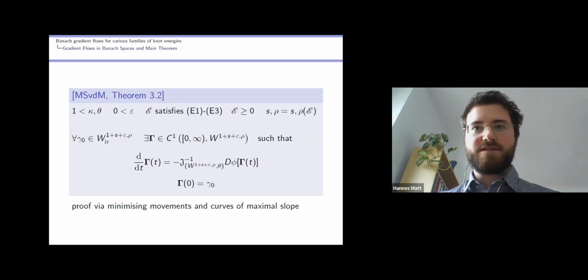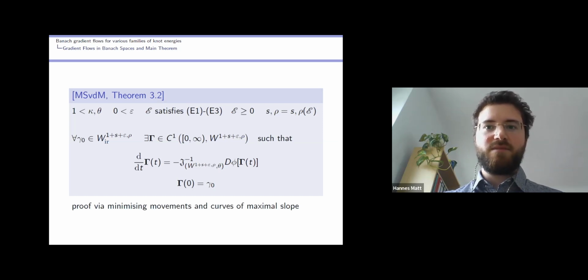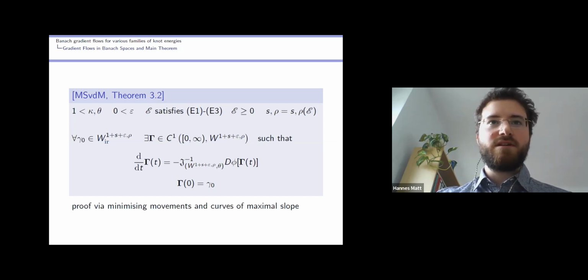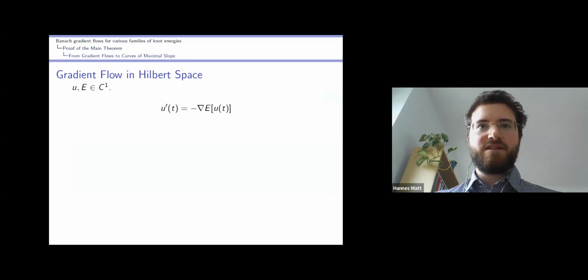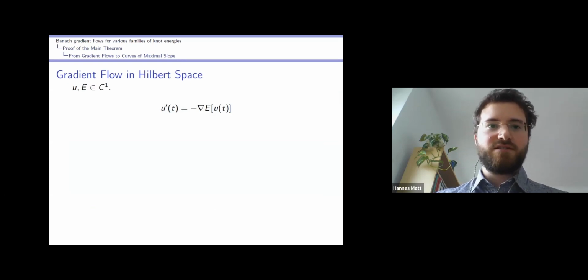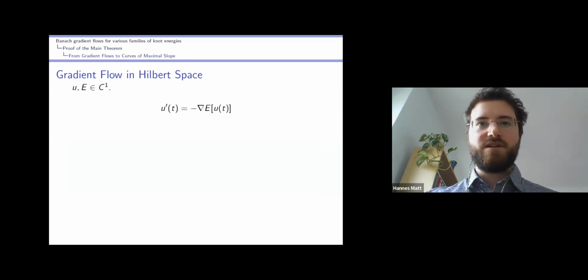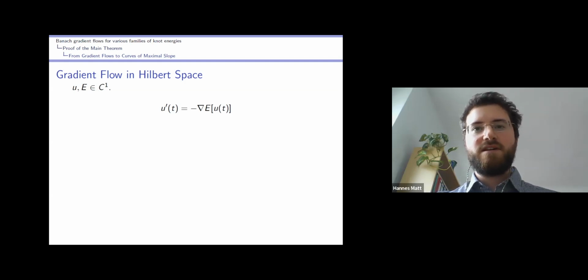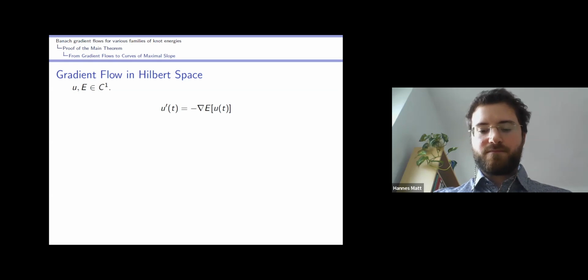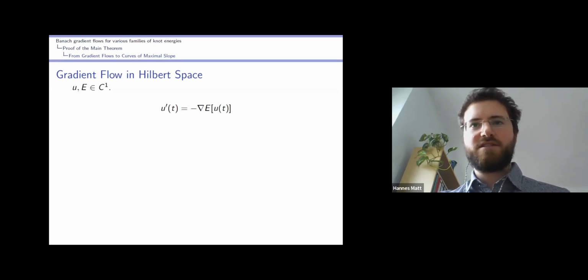The proof of this theorem will be done via minimizing movements and curves of maximal slope. So let me give you a very brief introduction into the concept of minimizing movements and curves of maximal slope. This is a generalization of gradient flows in Hilbert space to gradient flows in metric space.